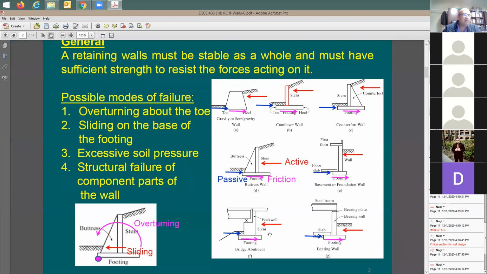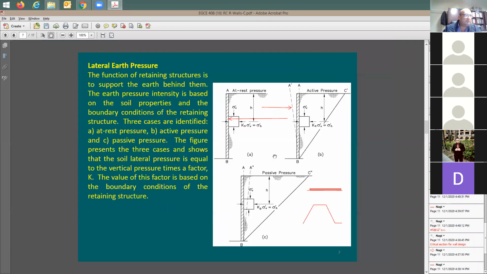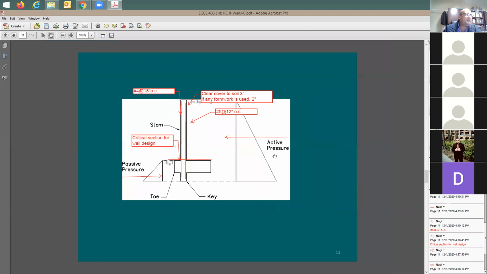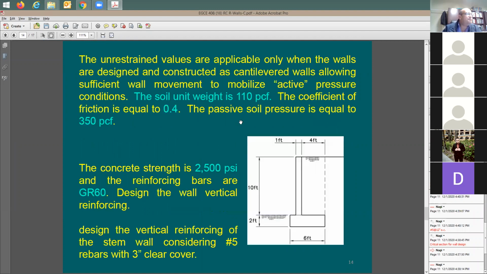This is also restrained. This is going to be cantilever, or unrestrained, right? This is going to be level backfill. This is going to be also sloped backfill. So now we understand the difference between the two terms, what is restrained, what is unrestrained, and level versus sloping backfill. This is information given to you in the soils report, which is very standard, which you should also expect in the final. I'm going to give you something very similar to this, but just different values.